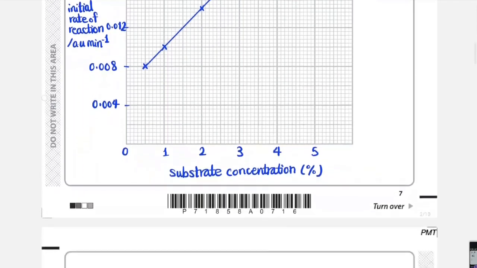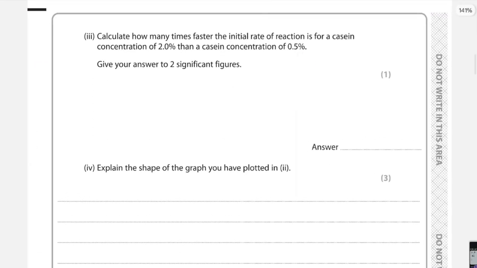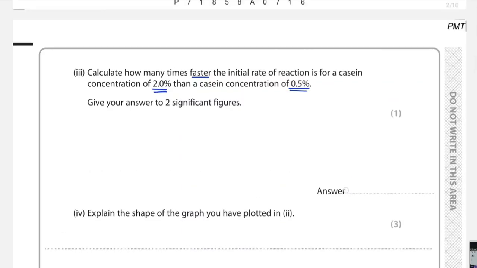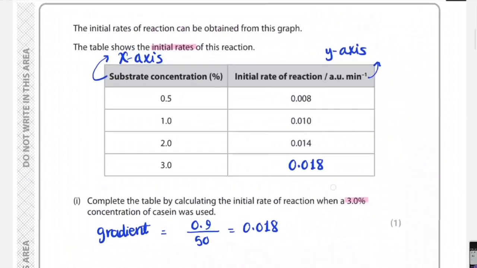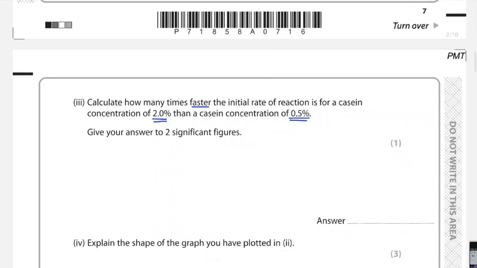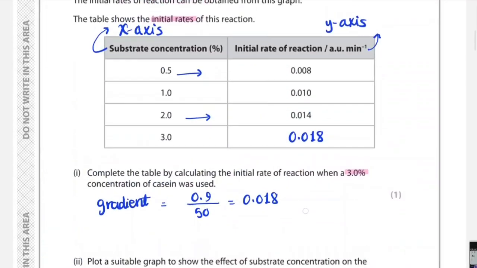Now let's continue with solving the other questions. Calculate how many times faster the initial rate of reaction is for a casein concentration of 2% than a casein concentration of 0.5%. So do I actually have these in my table, the 2% and the 0.5%? Yes, I do have them. I need to calculate how many times larger. Times is a key word that I need to divide to get the answer. So divide the larger number by the smaller number.